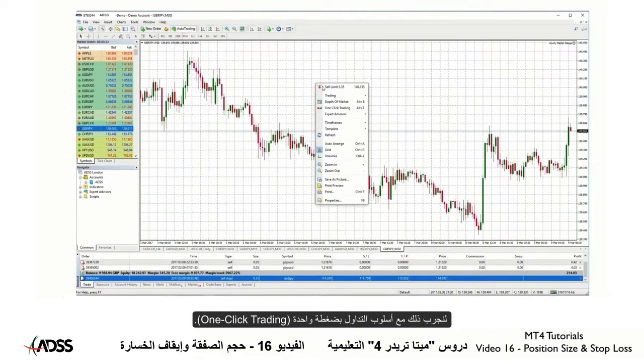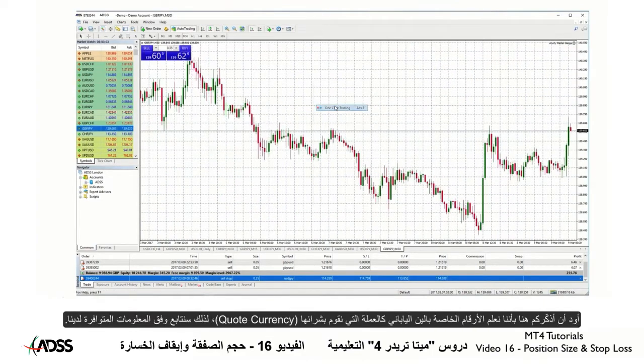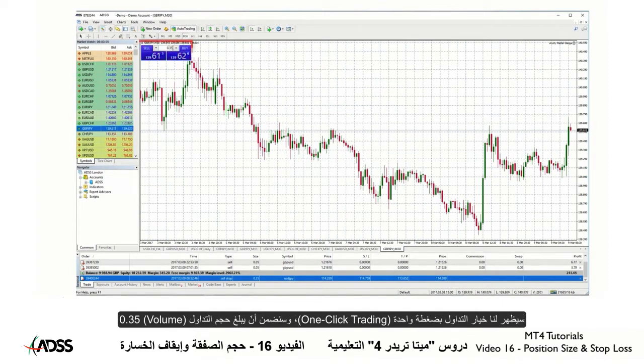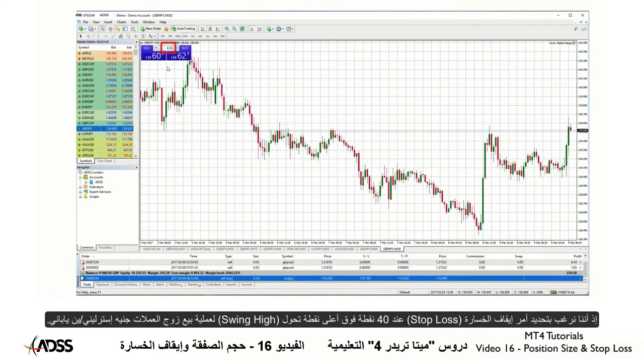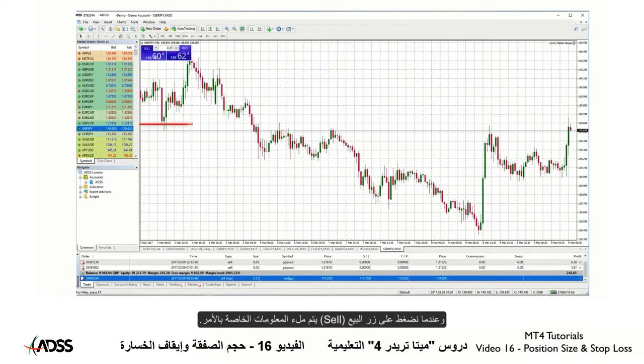Let's try it with one-click trading. Again, we know the figure for JPY as the quote currency, so we'll go with what we know. One-click trading comes up and we ensure that the volume is 0.35, as we also want a 40 pip stop loss above the swing high on this pound-yen short. We click sell and the order has been filled.